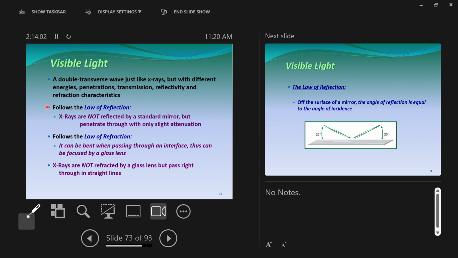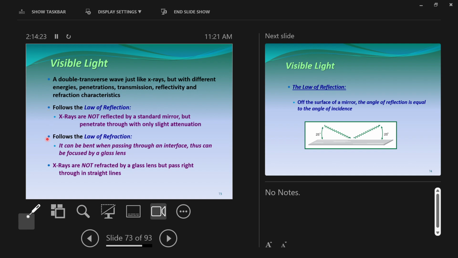Visible light follows the laws of reflection, okay? X-rays do not. X-rays are not reflected by a mirror. They penetrate right through the mirror with slight attenuation. The mirror stops some of them, but they don't bounce off the mirror, right?